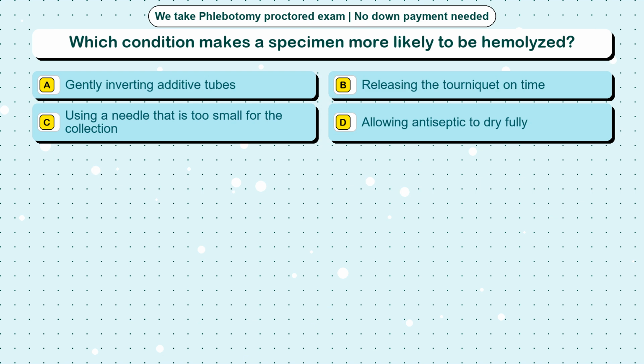Question 73. Which condition makes a specimen more likely to be hemolyzed? Option A, gently inverting additive tubes. Option B, releasing the tourniquet on time. Option C, using a needle that is too small for the collection. Option D, allowing antiseptic to dry fully.